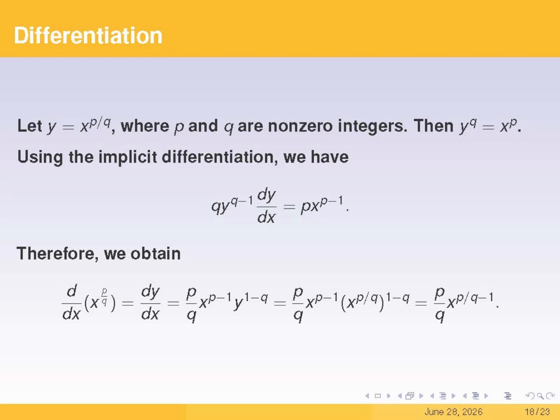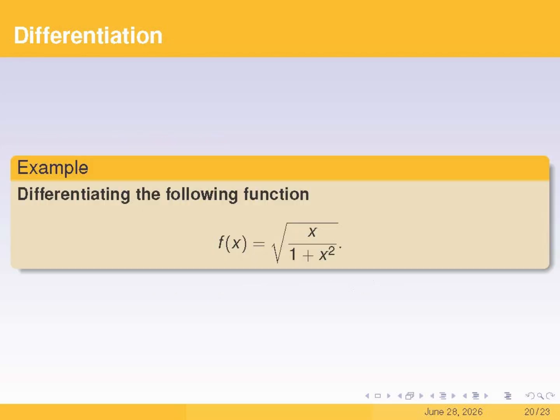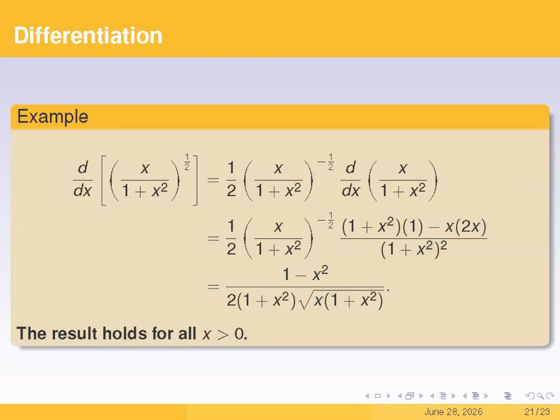Bring the exponent down, and then decrease the exponent by 1. This screen shows a few simple examples, which should be easy to understand. This example requires us to differentiate this function on the screen. First, convert the square root to the power of 1/2, and then apply the chain rule to obtain the mathematical expression on the first line.